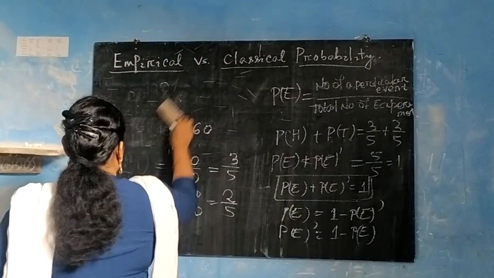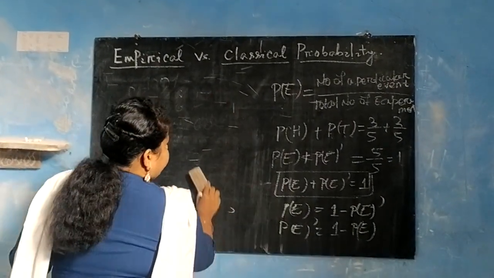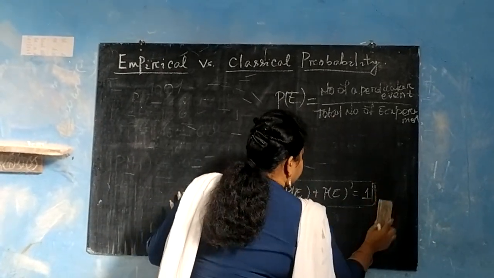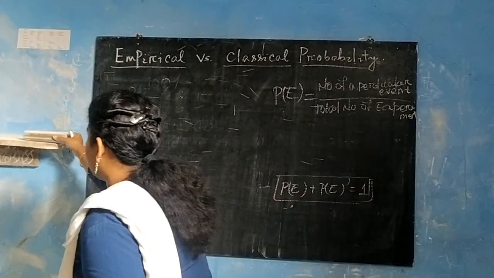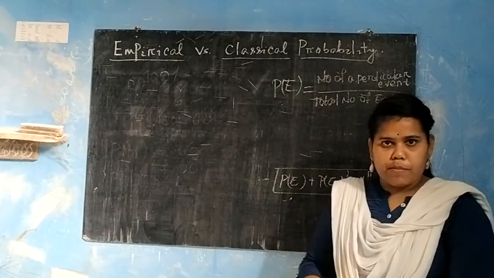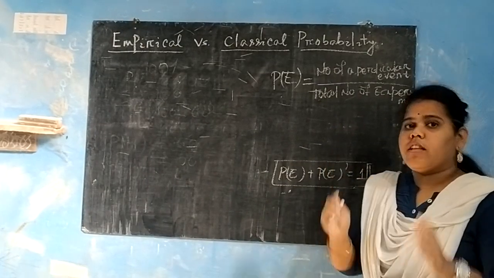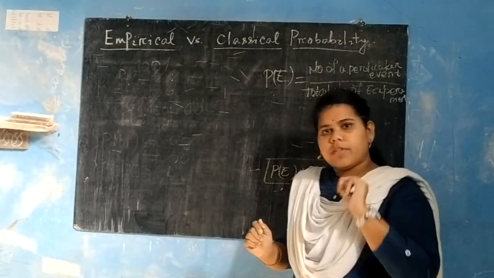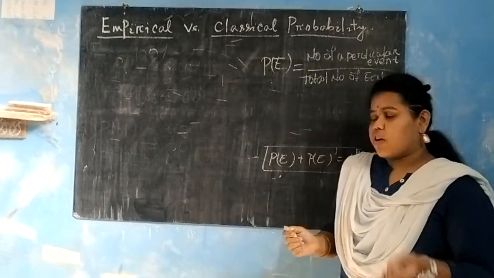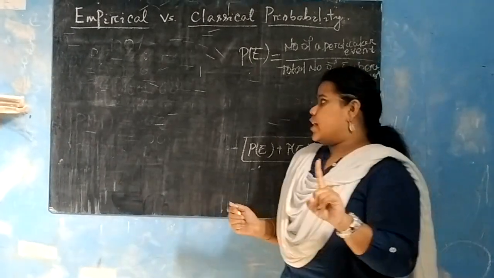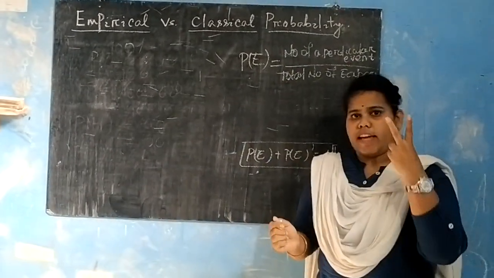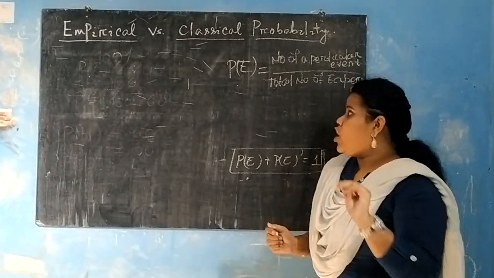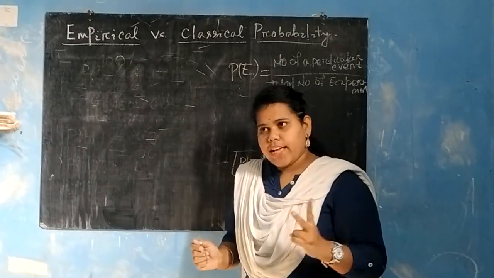Okay, so let's go to another. Two possible outcomes. One is head and another is tail. So here total number of the possible outcomes is always 2.